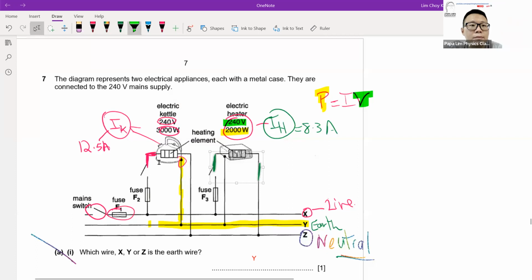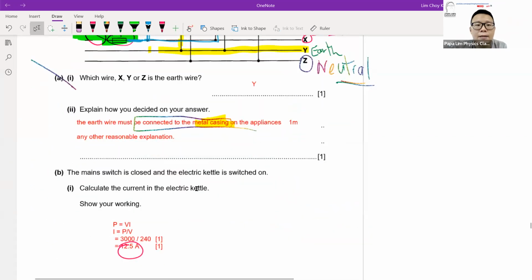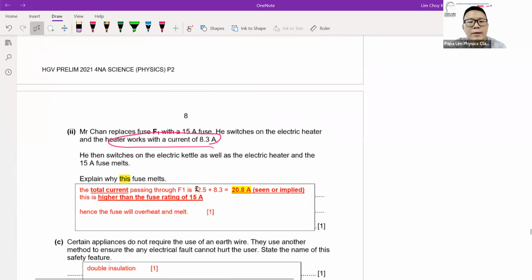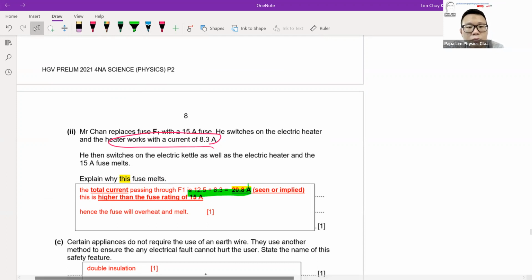So all this current, where does it come from? All this current comes from wire X. So my current will actually come from wire X before splitting up, some to the current at the kettle, and some of it will go to the current at the heater here. So from my live wire, I actually split into two paths. One will go to the heater, one will go to the kettle. So effectively, I can say that with my kettle at 12.5 and my heater at 8.3, I will have a total current of 20.8. This is in the live cable.